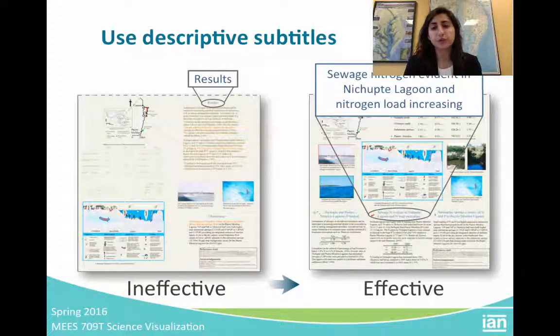So for this one, our example is results, and sewage nitrogen evident in Nichiputi Lagoon and nitrogen load increasing. So we're saying we're seeing nitrogen from sewage in this lagoon and it's increasing. Okay, that sounds like a big problem to me. So I think if that's your results, it says a lot more than just results. Look into the text and read it.